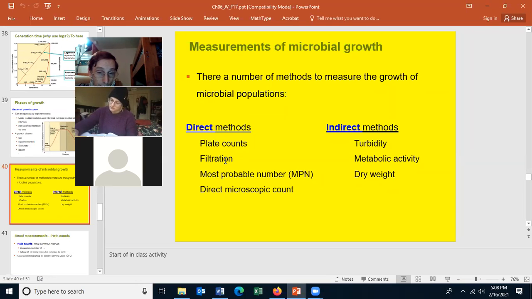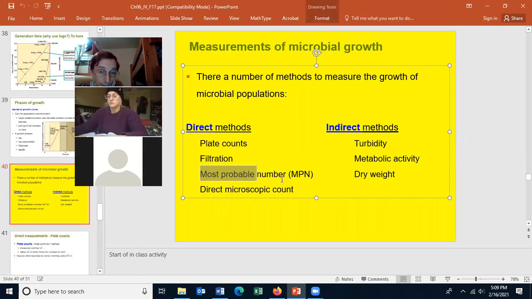There's the filtration method, the most probable number method, the direct microscopic count, meaning counting cells under the microscope, turbidity, the metabolic activity of the cells or population, and then the dry weight. The direct methods being the plate count, the filtration, which what you're doing is you're filtering the cells, and then you're putting the filter on a plate and growing them up. The most probable number and the direct microscopic count are all direct methods. And then the turbidity, the metabolic activity, and the dry weight are indirect methods of counting microbial populations. Just for your information, I've done all of these methods for counting microbial populations except for the most probable number. I've never done this one.